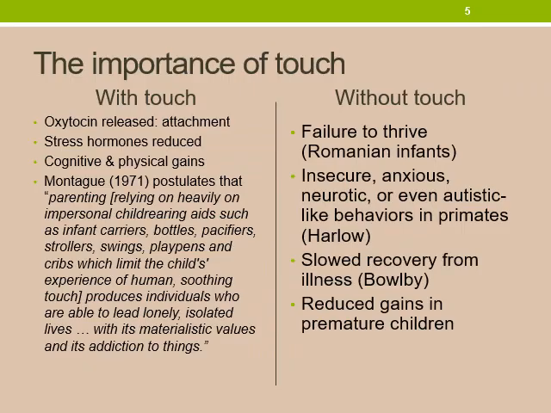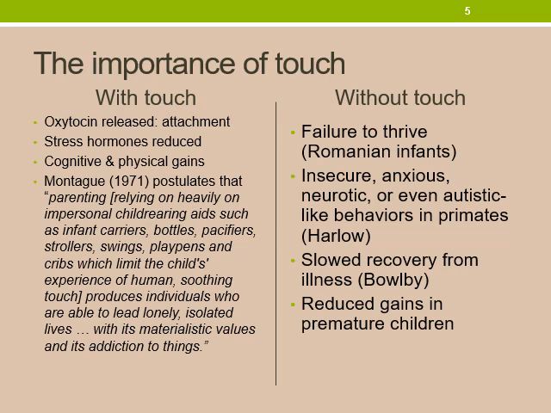We know how important touch is. It causes the release of oxytocin, which is a hormone in our bodies that promotes trust and attachment. It reduces our stress hormones. Children have cognitive and physical gains. And without it, infants struggle. They don't even grow physically. It's called failure to thrive. They may become insecure, anxious, neurotic, or even demonstrate autistic-like behaviors. And this was Harlow's work with primates. They'll recover from illness more slowly, and they'll have reduced gains if they're born prematurely.